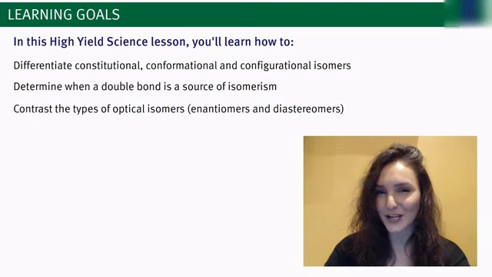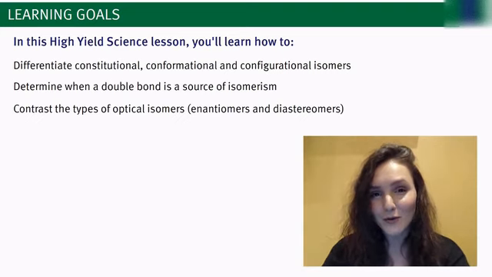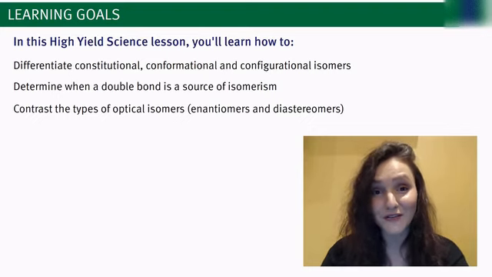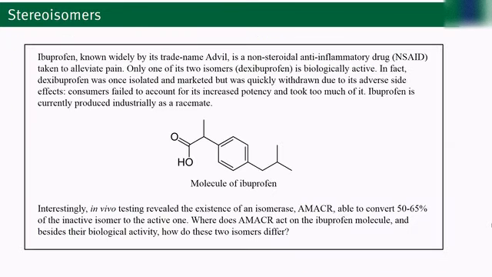You'll be able to differentiate between the three main types of isomerism. In addition, you'll be able to tell when a double bond contributes to isomerism, specifically cis-trans isomerism. And finally, you'll know the differences between enantiomers and diastereomers. Take 1 minute to read this question stem now.